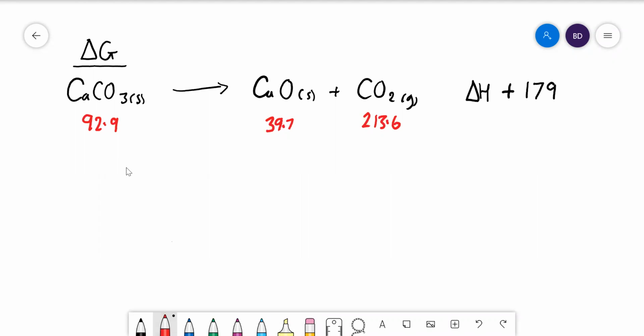Okay, so these red values are the entropy, they're not delta S, they are the entropy values for the compounds there in joules per mole per Kelvin. We're given the delta H value for this reaction. It's endothermic, plus 179 kilojoules per mole.